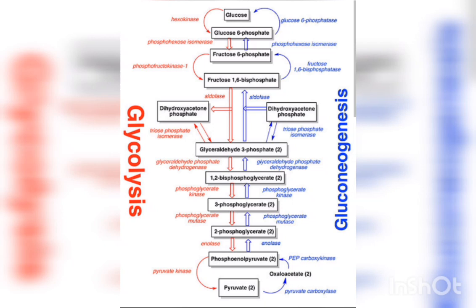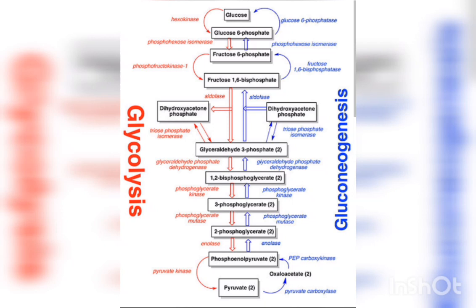The metabolism of glycogen refers to the processes by which glycogen is synthesized and degraded in the body. Glycogen synthesis, also known as glycogenesis, is the process by which glucose molecules are linked together to form glycogen. This process occurs primarily in the liver and muscle cells and is stimulated by insulin.